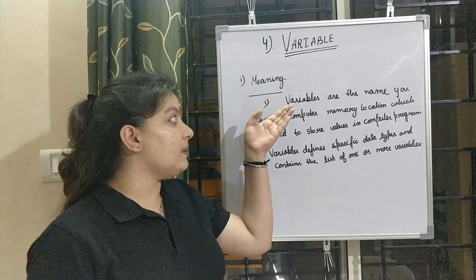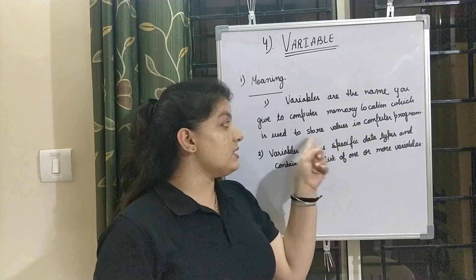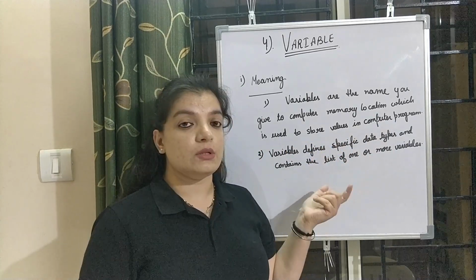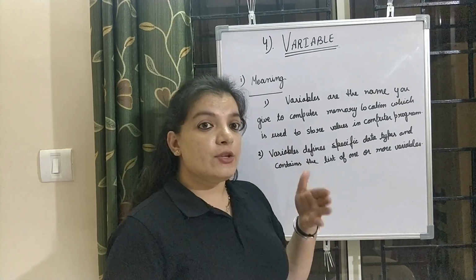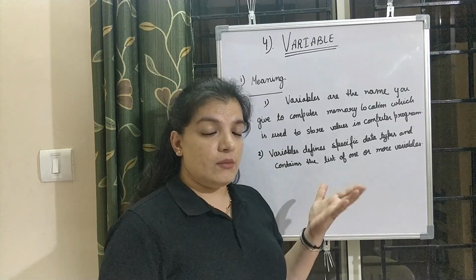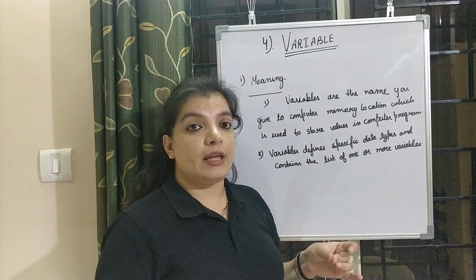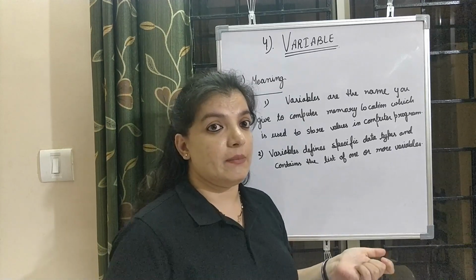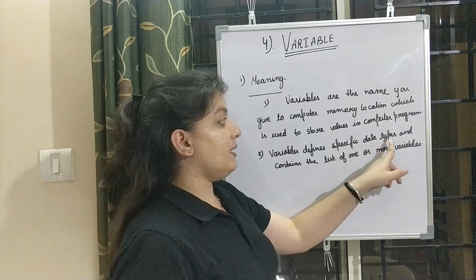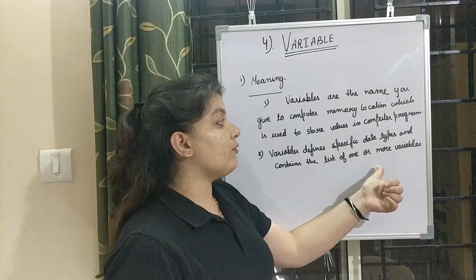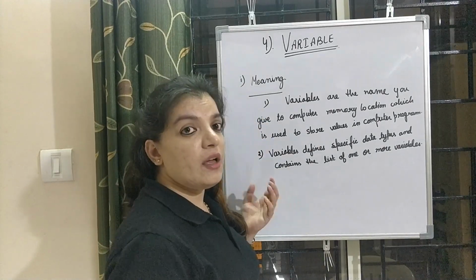First one is, variables are the names you give to computer memory location which is used to store values in a computer program. Means the variable name is defined by the user or a programmer. Okay. But we can change the name of the variable, we can change the value of the variable also. Now the second is, variable defines the specific data types and contains the list of one or more variables. So these are the two definitions of the variable.